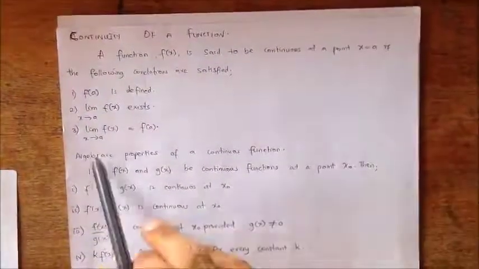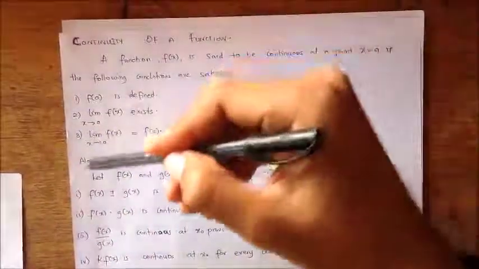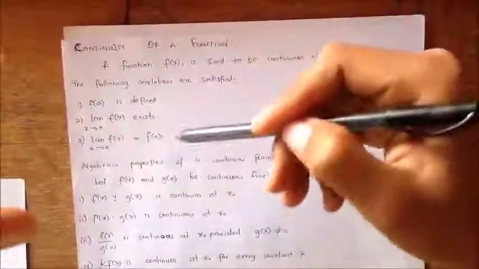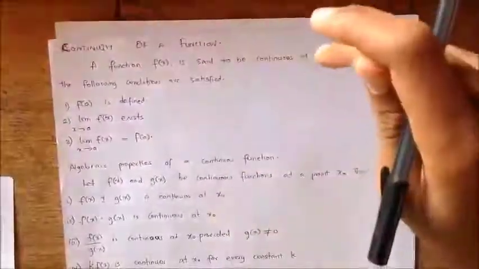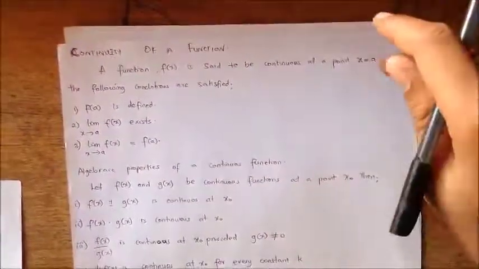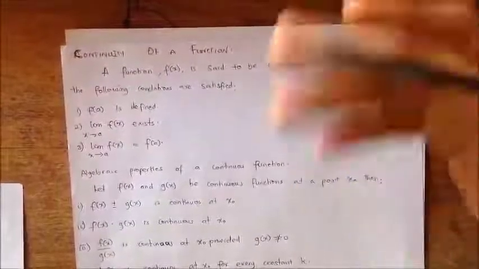And the limit as x tends to a of f of x is the same as f of a. These three conditions have to be satisfied for a function to be said to be continuous at a point a. So continuity also has algebraic properties.